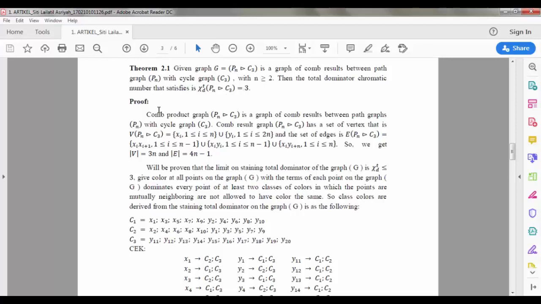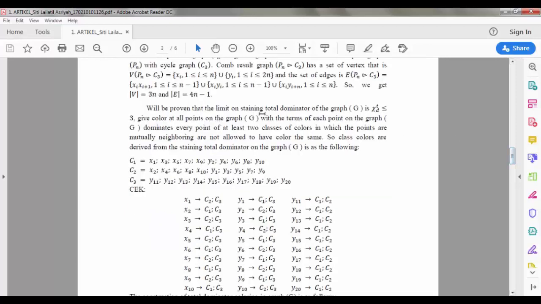The proof of theorem 2.1 is as follows. As you know from the screen display, this graph has 3n vertices and 4n minus 1 edges, and then it will be proven that the total dominator chromatic number of graph G is less than or equal to 3. So, give color to all points on the graph with the condition that each point on the graph dominates every point of at least two color classes, in which the points are mutually neighbors.